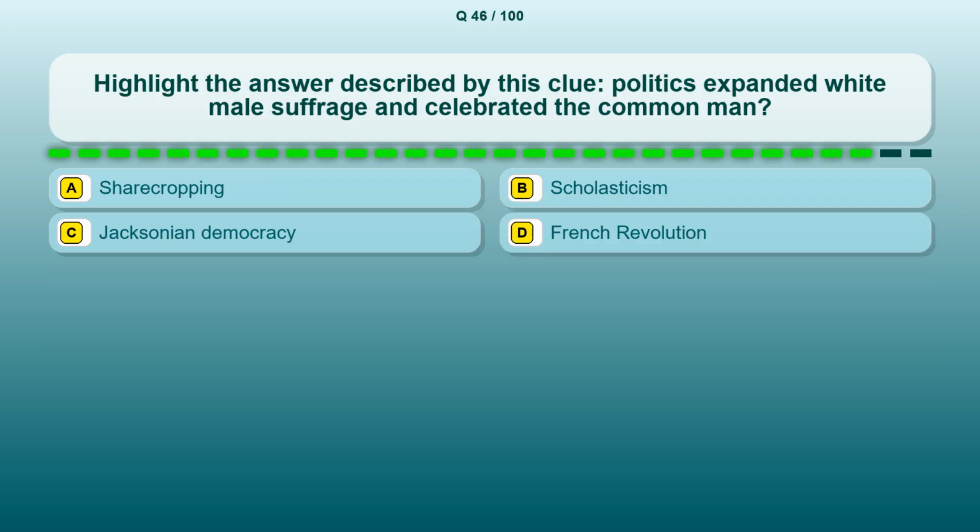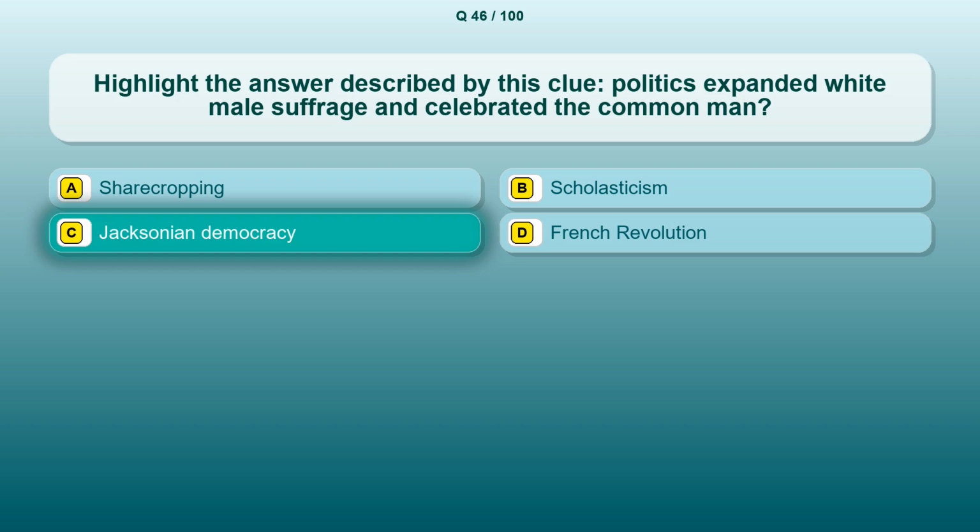Question 46. Highlight the answer described by this clue. Politics expanded white male suffrage and celebrated the common man. Option A, sharecropping. Option B, scholasticism. Option C, Jacksonian democracy. Option D, French Revolution.